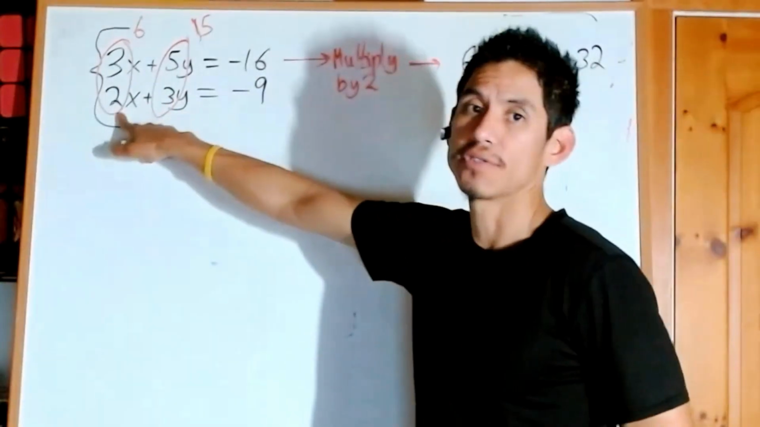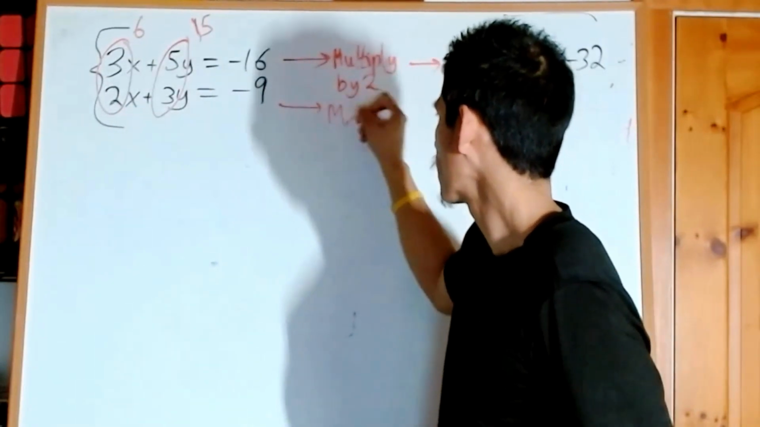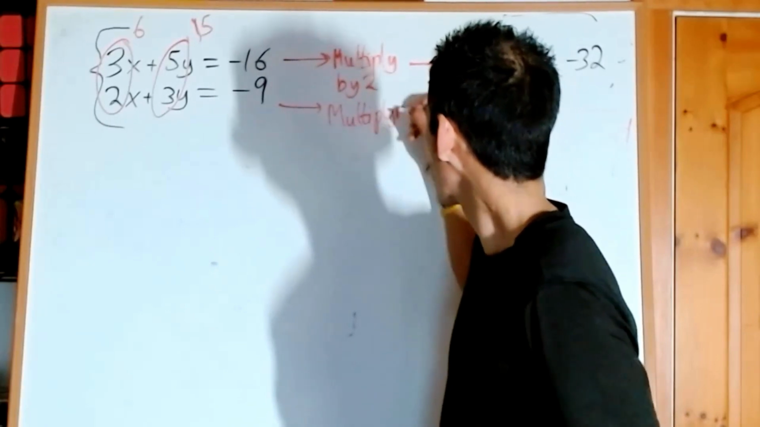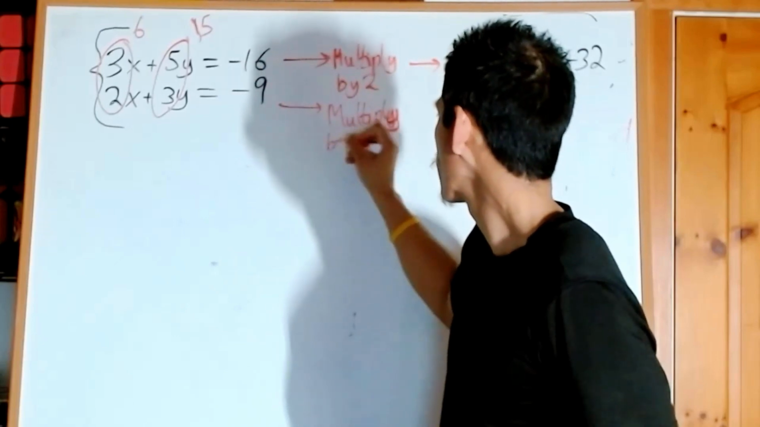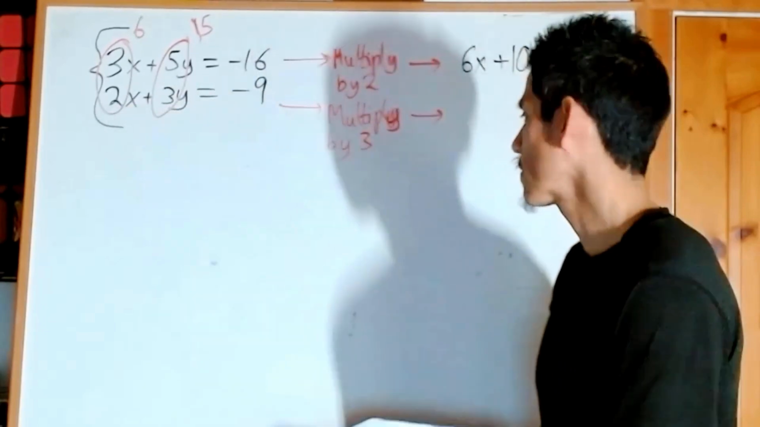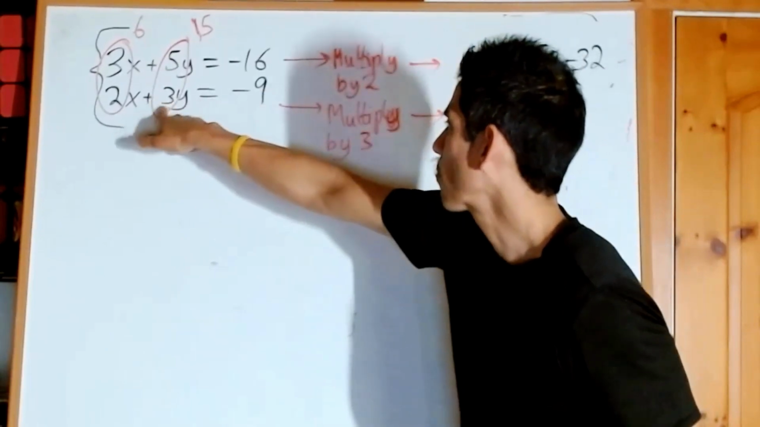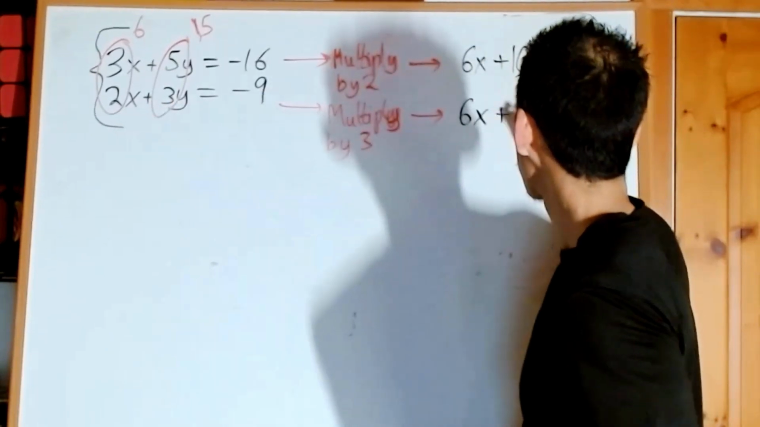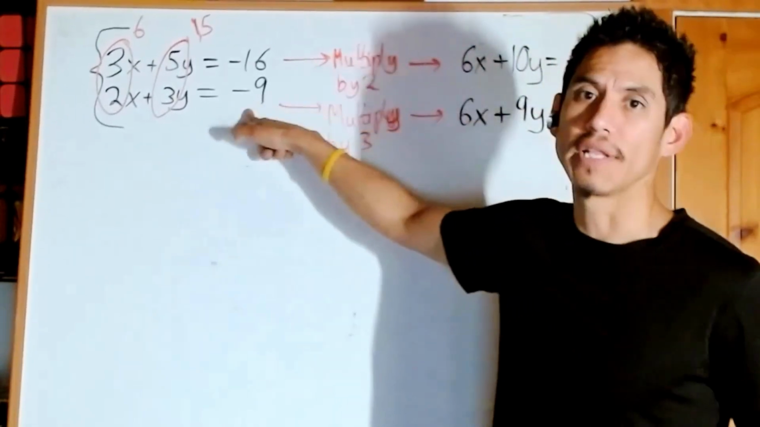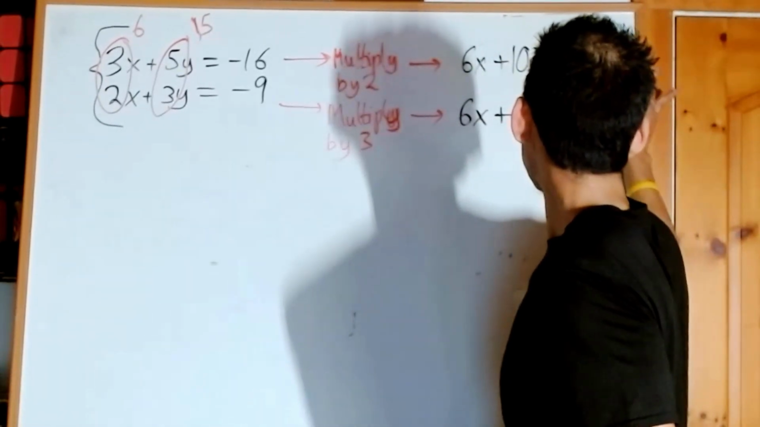And now to change the 2 into 6, we multiply that equation by 3. So 3 times 2x will make a 6x. 3 times 3y will make a 9y. And 3 times negative 9 will make a negative 27.